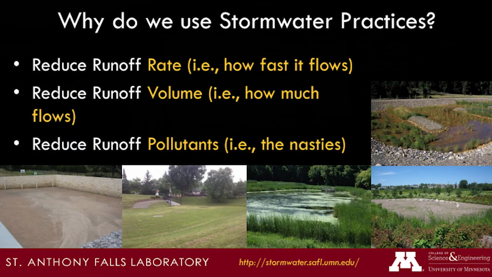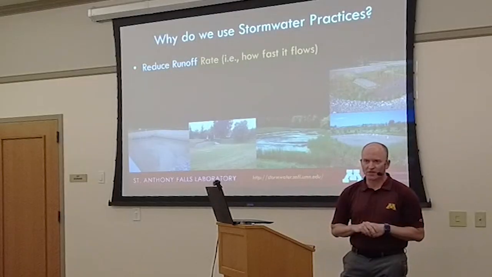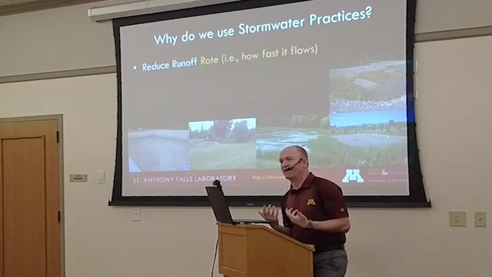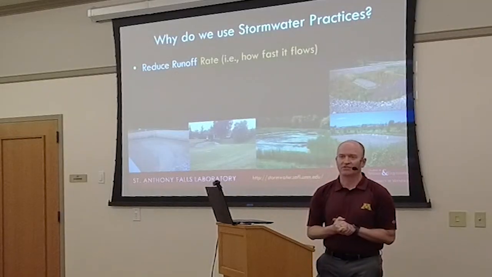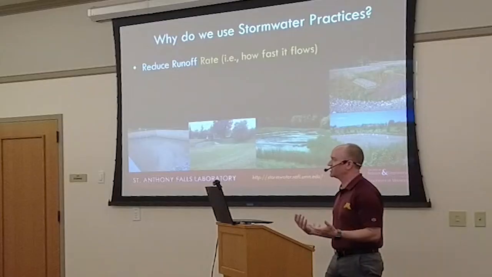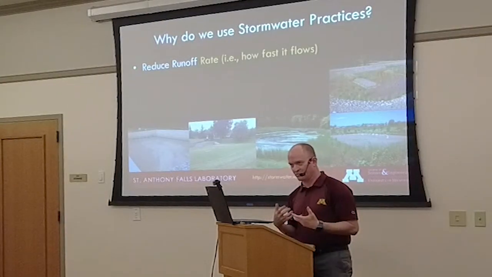So why do we use these stormwater treatment practices? Andrew kind of spoiled it for you already by giving away the answer. There are three primary purposes that they serve. The first is to reduce the runoff rates. That's what we say in the stormwater profession, reduce the runoff rates, which really is just how fast it flows. If we have high velocities and water moving downstream quickly, it can cause flooding. That's what we're trying to minimize. We want to slow that water down and hold it back.